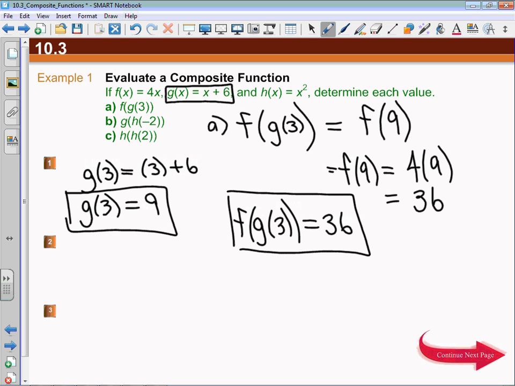When you are working with this, it is very important, because you can get lost a little bit in the complexities of these functions. Take it piece by piece and deal with the innermost function first.